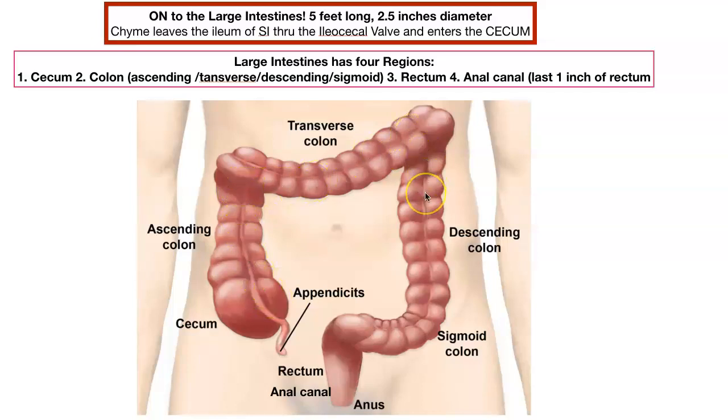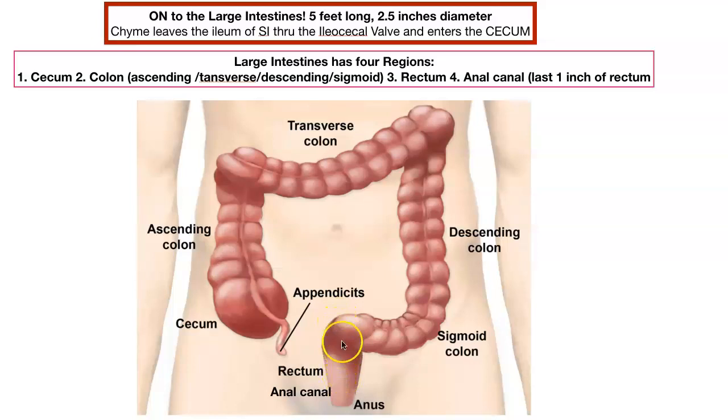Now, what do we need to know about the large intestines? It's 5 feet long. Its diameter is 2.5 inches. I don't know if I mentioned it, but the diameter of the small intestines is 1 inch. So we have 4 parts of the large intestines. The first part is the cecum, which is the first part that has the appendix. Then we have the colon. We have the ascending colon, which goes up, transverse colon goes across, descending colon goes down, sigmoid colon makes this S shape, and then we have the rectum.